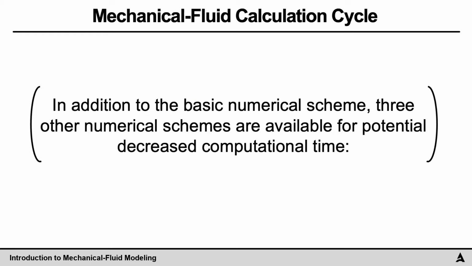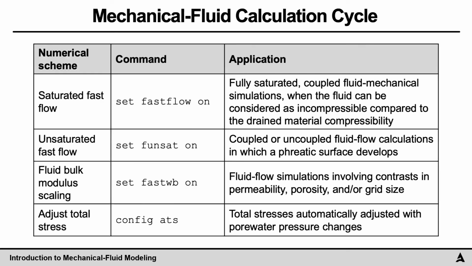A few other important items I wanted to highlight: there are some additional numerical schemes available in FLAC to help us along with some of our tasks. One is the saturated flash flow scheme that's provided. A command that I frequently use is the unsaturated flash flow. This is a very efficient algorithm that is going to allow the phreatic surface to be established. This is one that I have greatly utilized, and it definitely makes a huge impact in establishing the phreatic surface in your embankment.